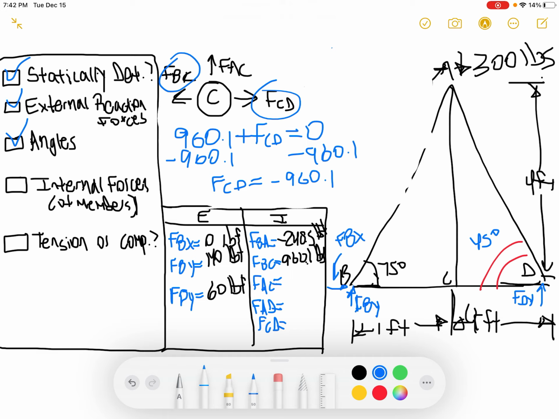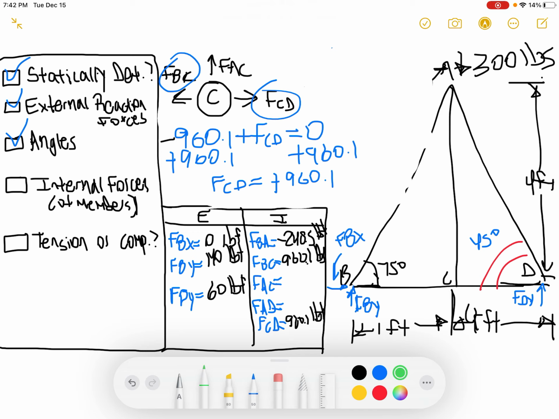I'm sorry, I must have messed something up. Oh, yeah, I know what I did. I'm sorry. Because this is pointing to the left, it starts out as negative anyways. So we actually add to both sides, which would make this positive. So it's the same thing. FCD is also 960.1 pounds of force.